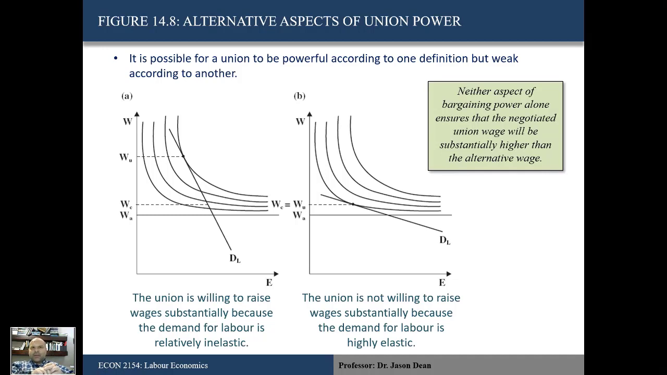So here, neither aspect of bargaining power alone ensures that the negotiated wage will be substantially higher than the alternative wage. It's not substantially higher here, and it's not substantially higher here. And in this case, they have inelastic demand. The demand for labor is inelastic, but they're still not able to get the wage to be that much higher than the alternative.